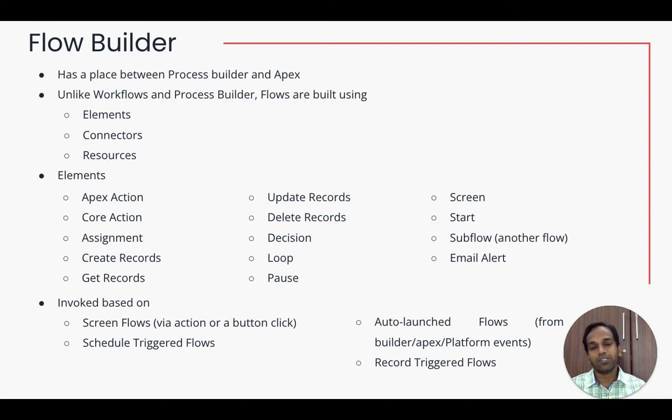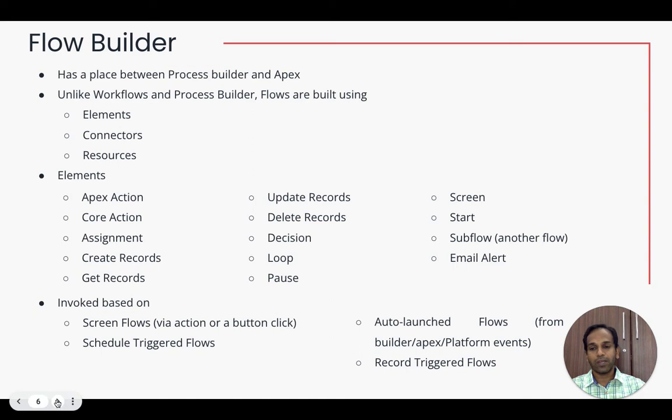Then you have scheduled trigger flows, which run based on a time trigger. We have autolaunched flows that can be launched from a process or based on a platform event or from Apex. We have record trigger flows. Whenever a record is created or edited, then the flow runs.